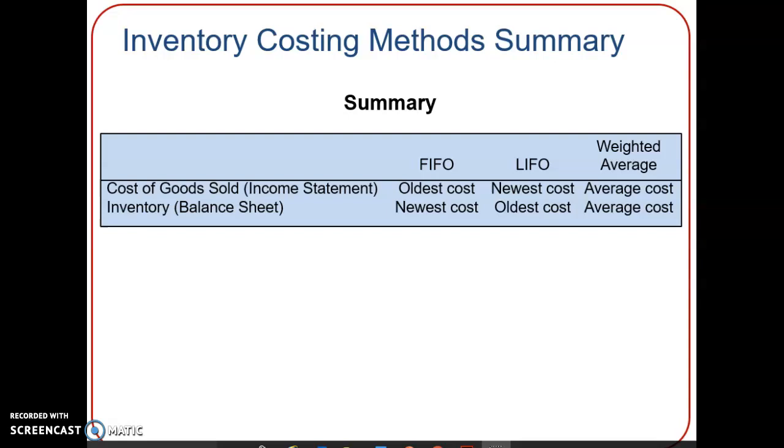For the weighted average method, neither the oldest nor the newest cost is used. We use the weighted average cost for both the CGS and the ending inventory.